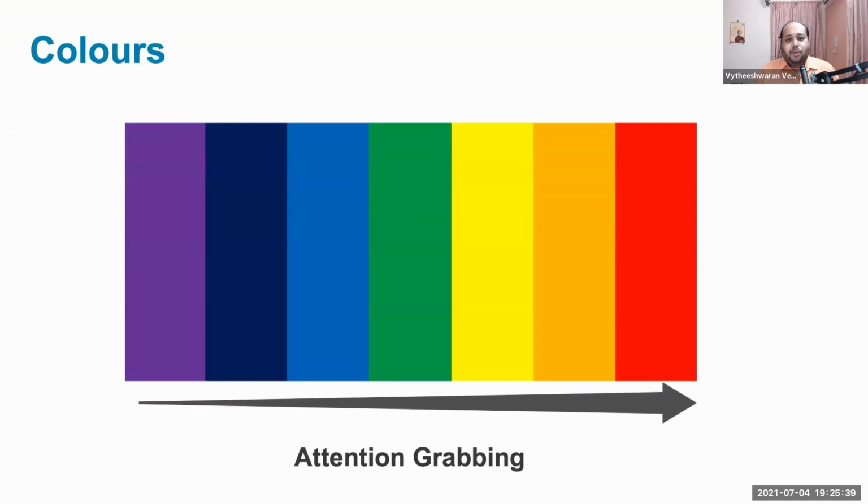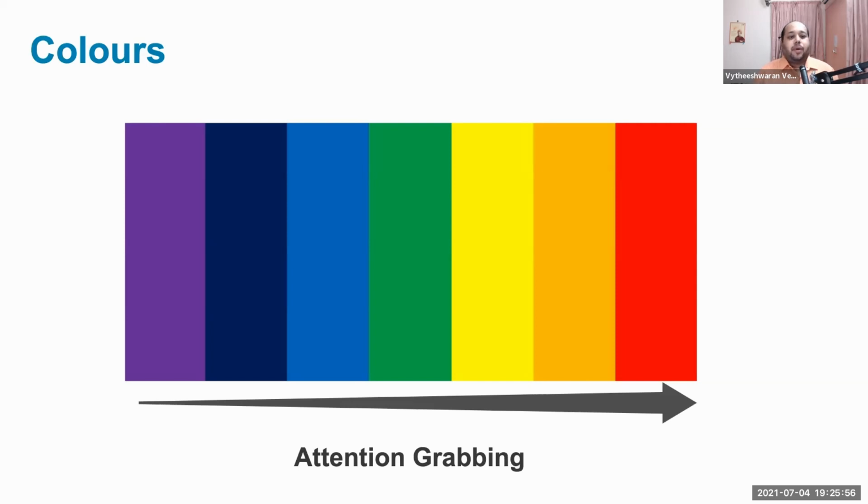So let us look at what colors are like and how colors are generally perceived. When you look at the spectrum of color, this is the spectrum of color starting from violet to red. This is also an indication of how easily a particular color can grab attention.